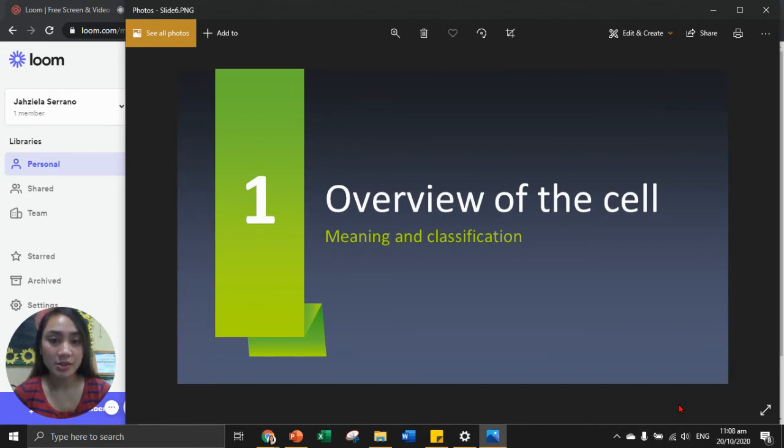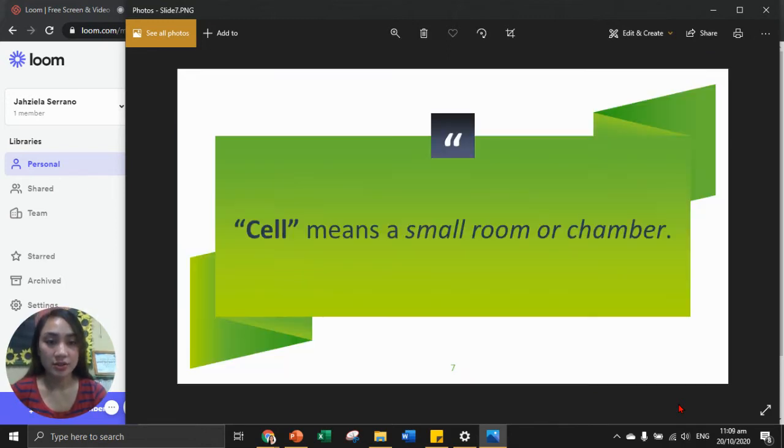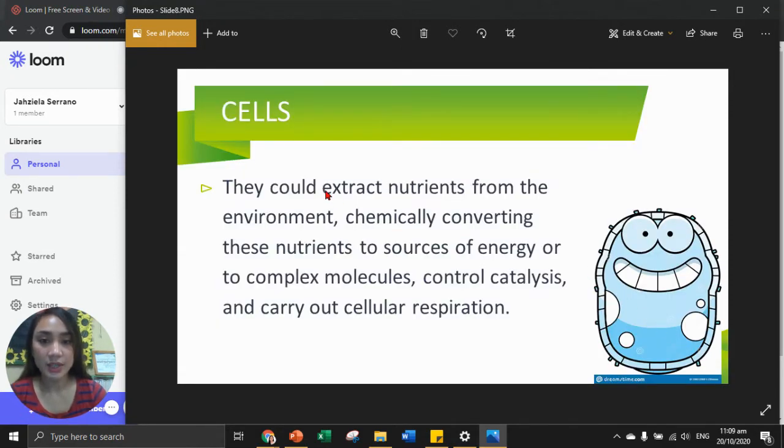Okay, let's start with the first chapter, which is the overview of the cell. Let's talk about meaning and classification. It says here that cell means a small room or chamber. So whenever we go to a place like a jail, in the precinct, you would have these small cells. They call it a cell. Like, there's the movie Miracle in Cell No. 7. So, it means a small room or chamber. Cells can extract nutrients from the environment, chemically converting these nutrients into sources of energy or into complex molecules. They can also control catalysis and carry out cellular respiration.